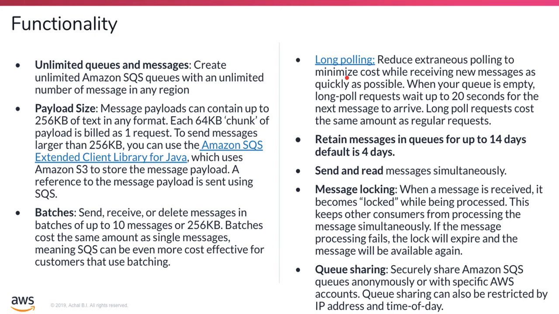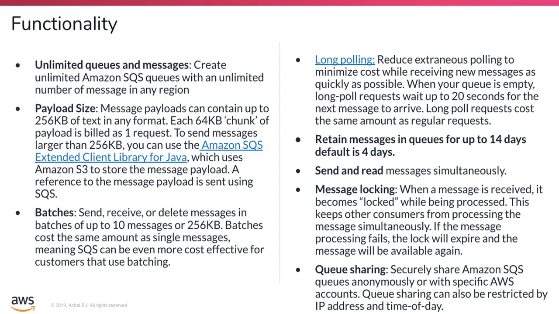So there is a concept of short polling and long polling. Short polling is basically as and when the message comes, the message is ready to be used. And long polling is basically whenever you request to the queue, it would wait up to 20 seconds to respond, till it gets the message. So if there are messages already available in the queue, it would immediately respond.